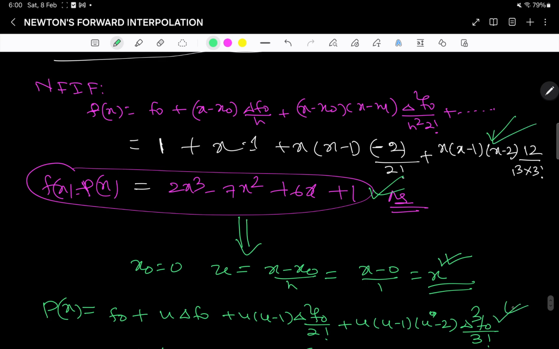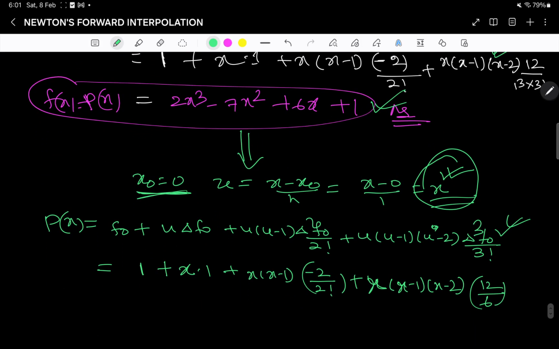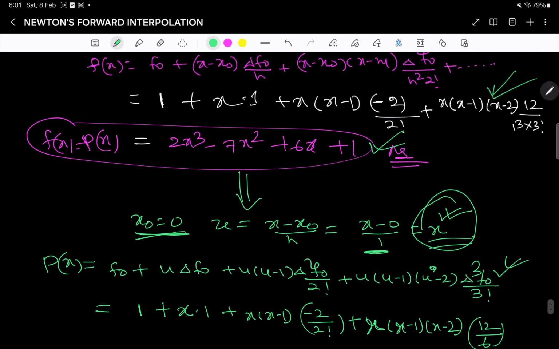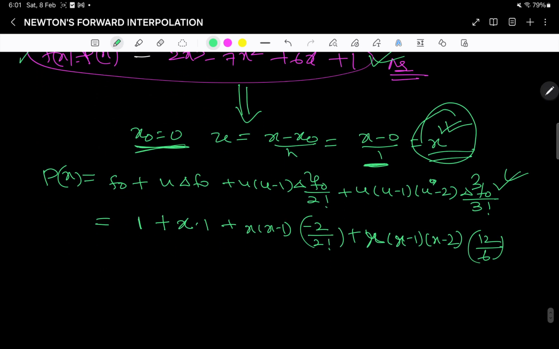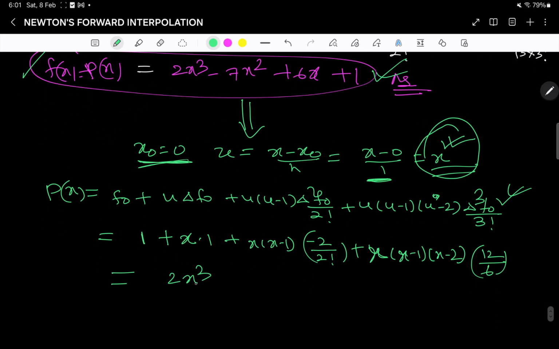Okay, now here instead of x0 being 0, if it were something else, then this would be rather complicated, and if instead of h being 1 it were something else, then it would be complicated. So here this formula will do. So now if you simplify it, it is 2x cube minus 7x square plus 6x plus 1.